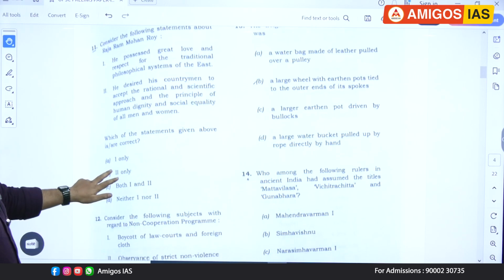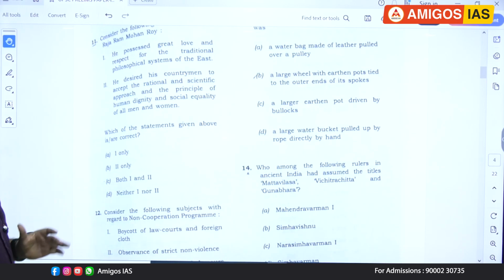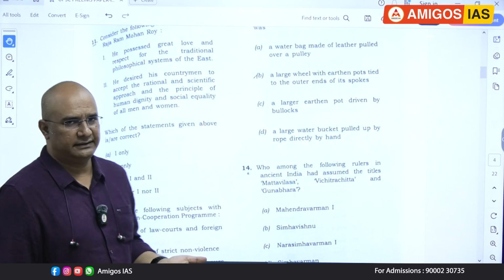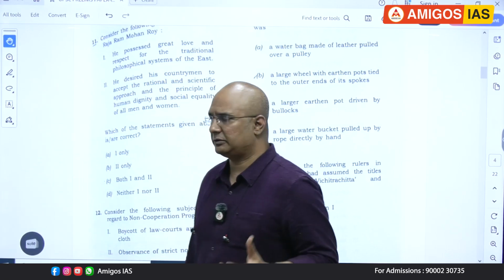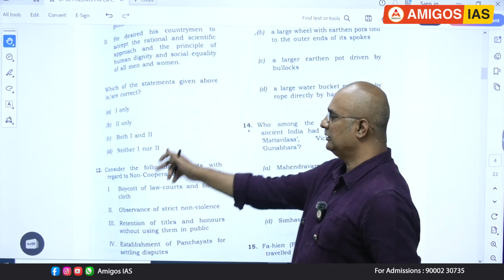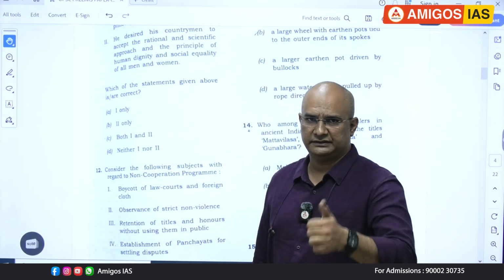Second, he desired his countrymen to accept the rational and scientific approach and the principle of human dignity and social equality of all men and women. As I said, a very, very easy question, a straightforward question, and straight away the answer will be both 1 and 2, that is C is your answer.